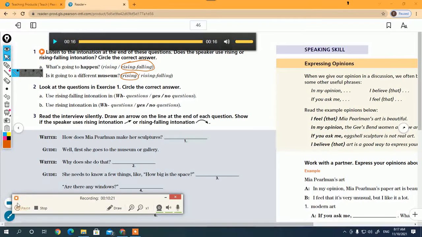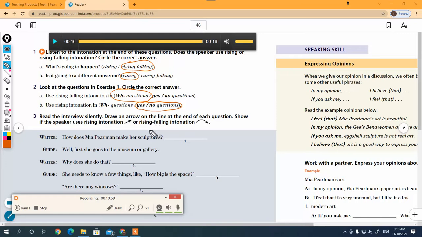Very good. In the next question, they want us to verify the rule. So what is the rule? Use rising, falling intonation in which ones? In the yes or no questions or in the WH questions? Well, that's in the WH questions. And use the rising intonation in the other ones, right? You go up, up, up with yes or no questions.